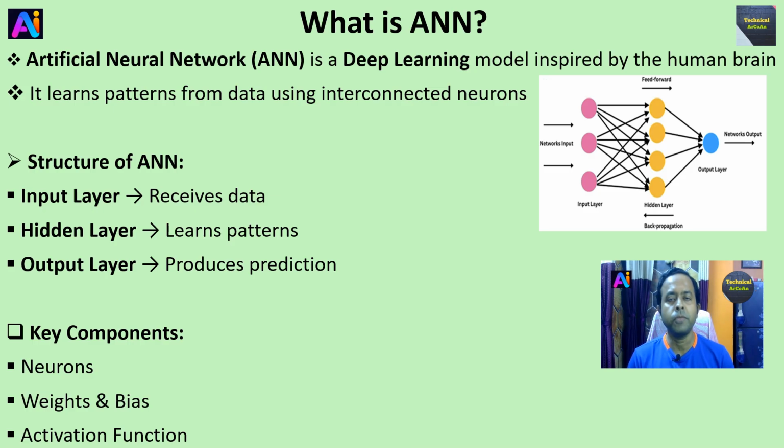Structure of ANN: first is the input layer, which receives data, so from there it takes the input. Next is the hidden layer, which learns patterns, and the output layer produces predictions. And you should remember, for the hidden layer, it's not only one layer, it may be 2, 3 or many, depending on the complexity of the problem. The number of hidden layers is chosen accordingly. Key components are the neurons, weights and bias, and activation functions like ReLU, sigmoid, tanh.